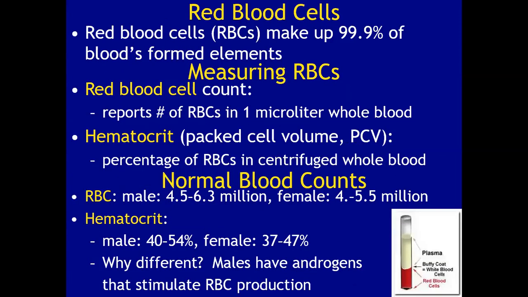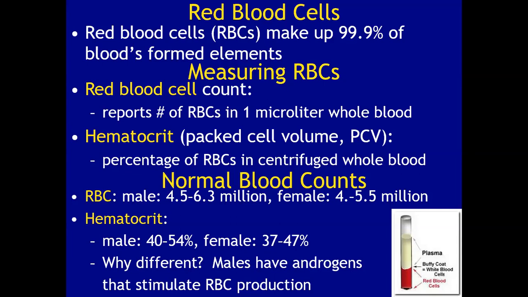Okay, so let's take a look at these red blood cells. Red blood cells make up 99.9%, that's a bunch, y'all, 99.9% of the blood's formed elements. What does that tell you? A lot of red blood cells, right? A lot of these erythrocytes carrying a lot of oxygen.